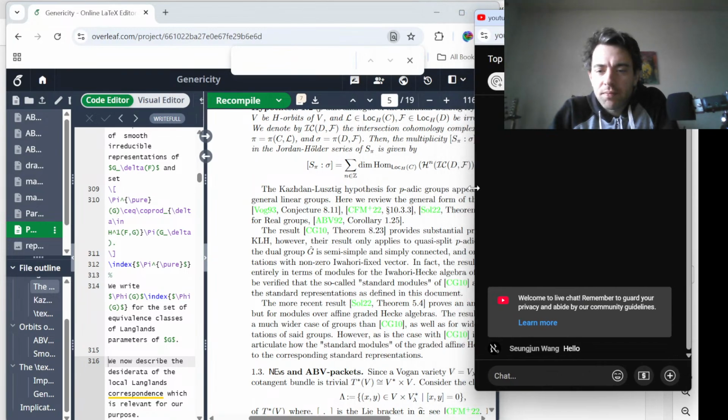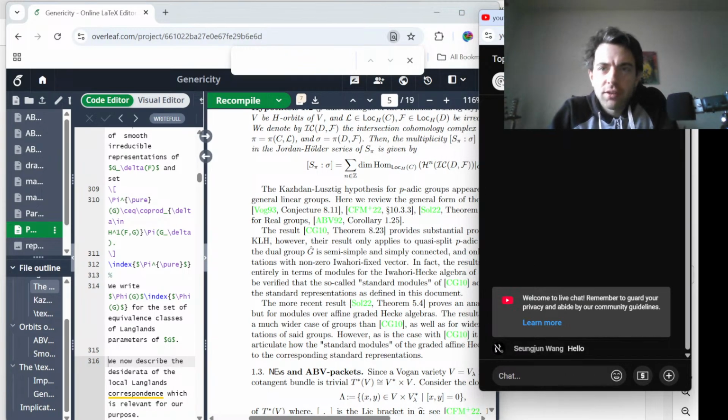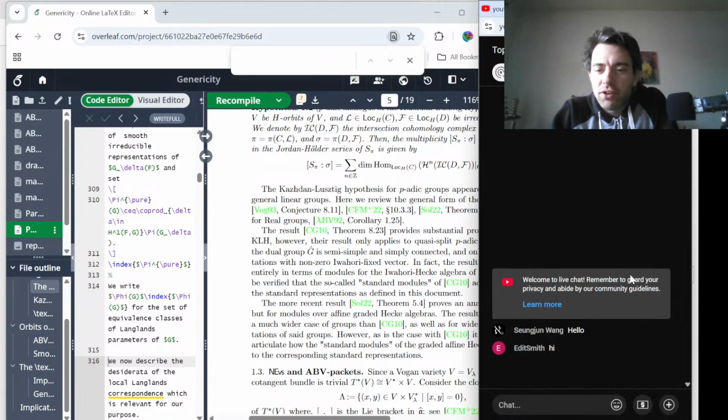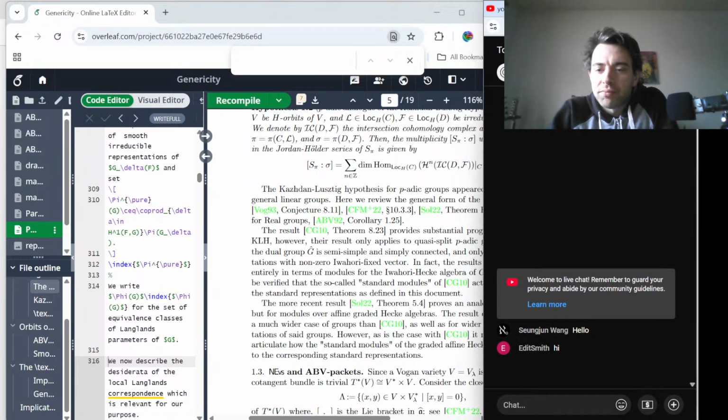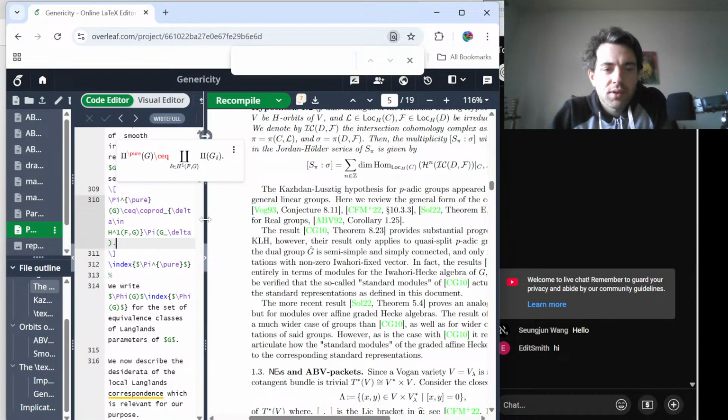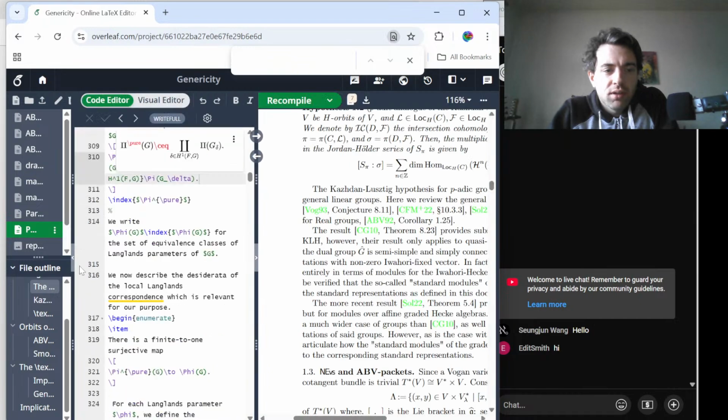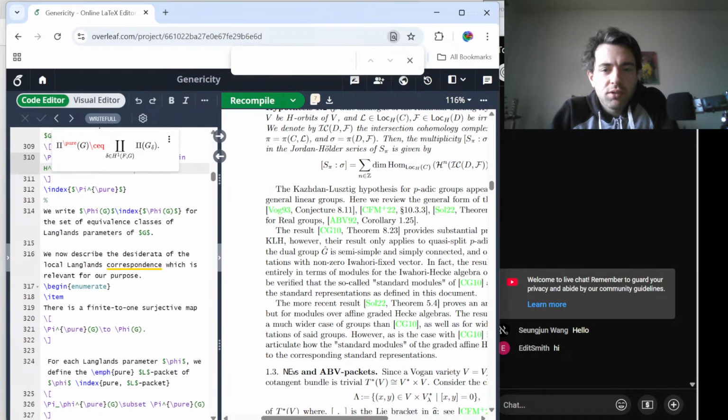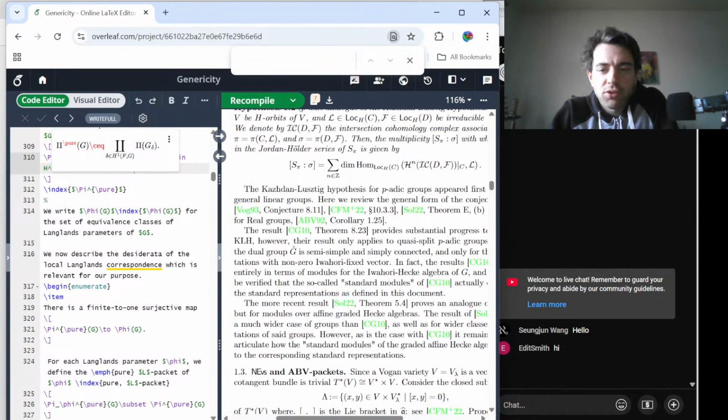Good morning. I like the Aleph Null symbol there. Are you a fan of the channel Aleph Null? Hey, Edit Smith. Yeah. So what are we going to talk about today? Until other questions start pouring in.